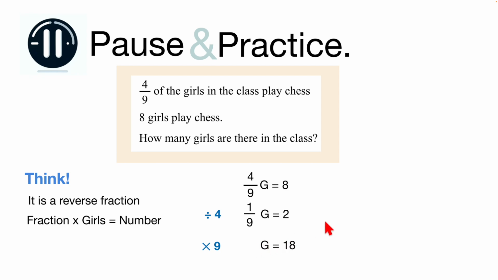Let's just check that. Check. Let's imagine that G is equal to 18. 4/9 of G. Again, I'm not multiplying 4 times 18 because I can see that 9 and 18 both are multiples of 9. So I divide by 9, that disappears, and 18 becomes 2. 4 times 2 equals 8. And that's the 8 we're given.